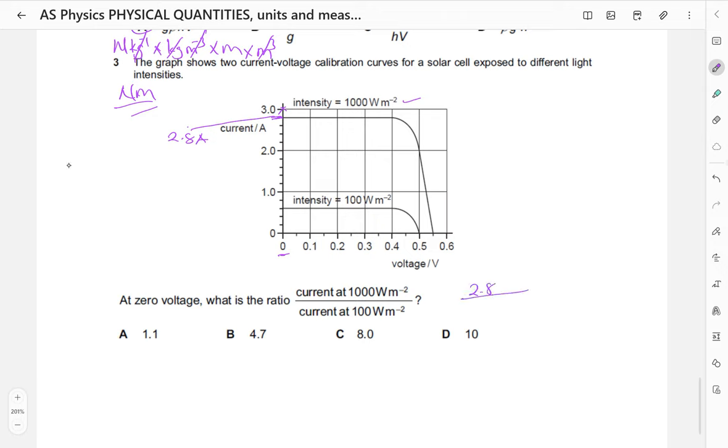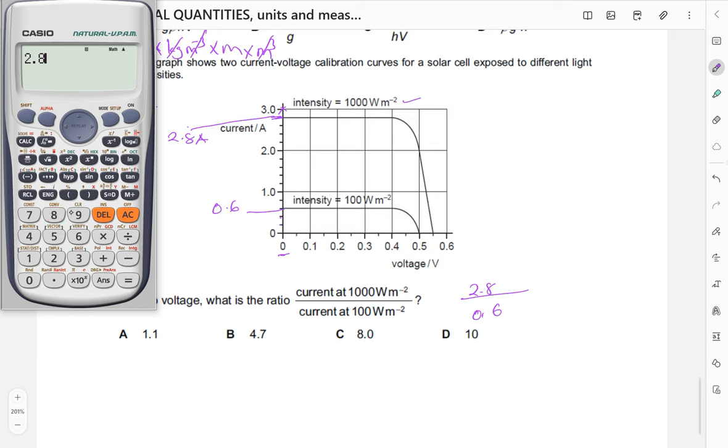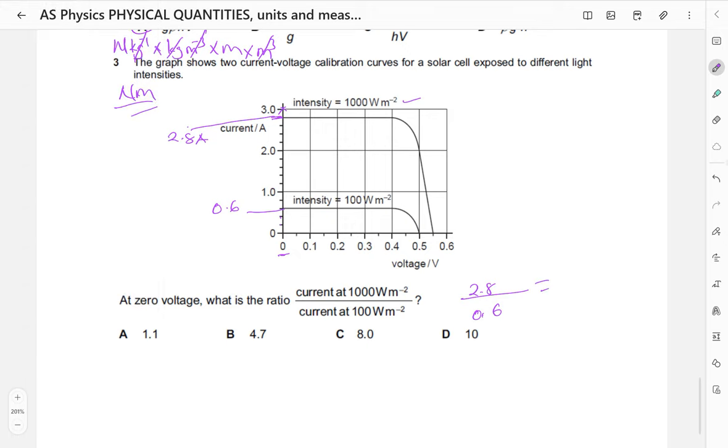Then over the current at 100 watts per meter squared. So this is the current, 0.2, 0.4, 0.6. So this is 0.6 amperes. So 2.8 divided by 0.6 gives us 4.6 recurring, which is 4.7. So the answer is going to be B.